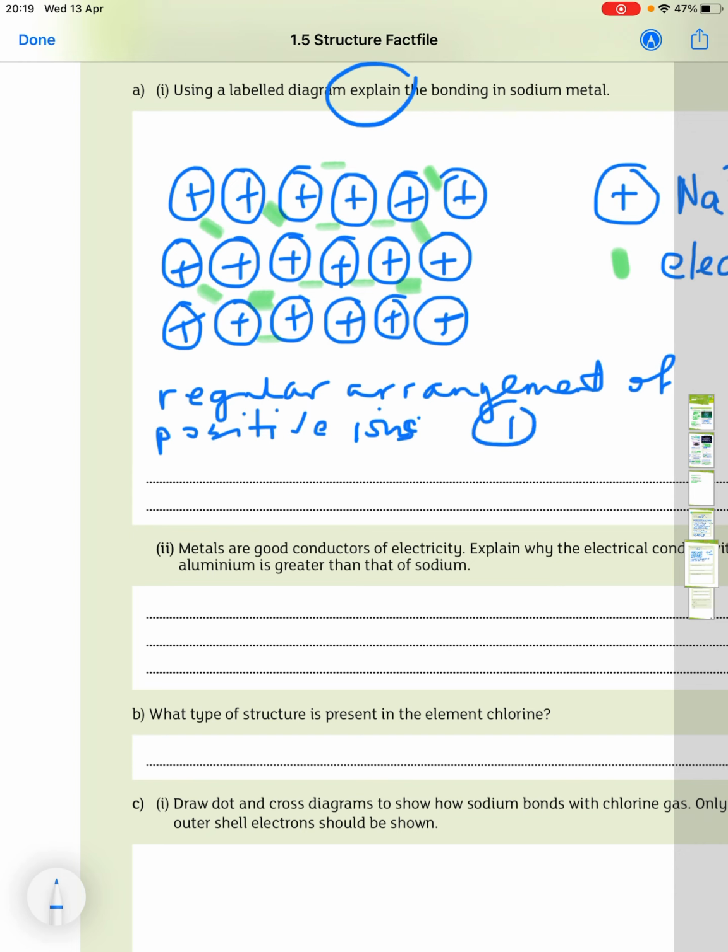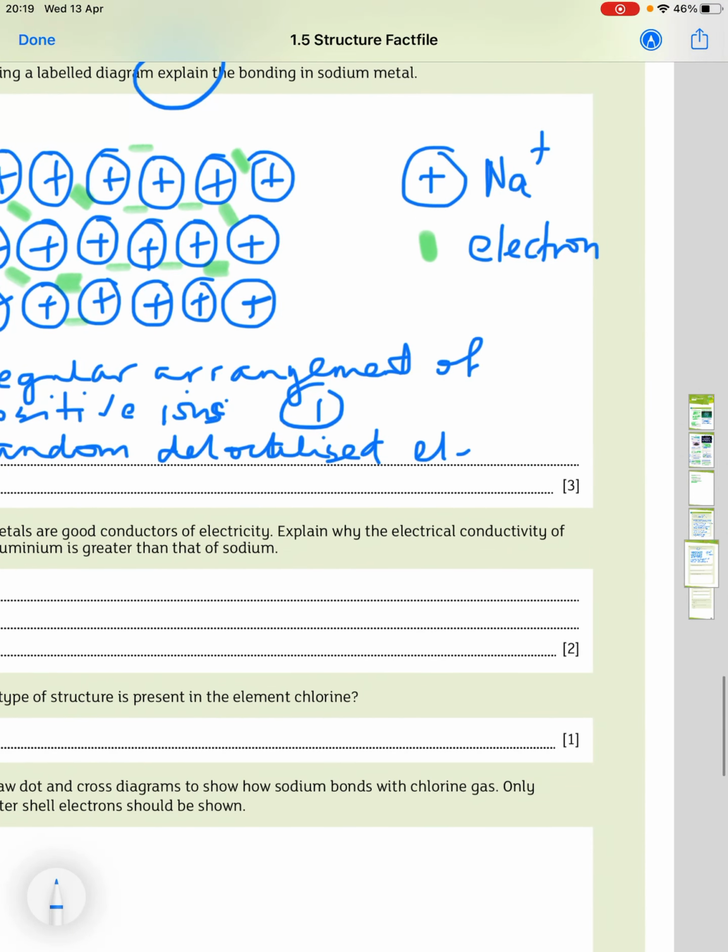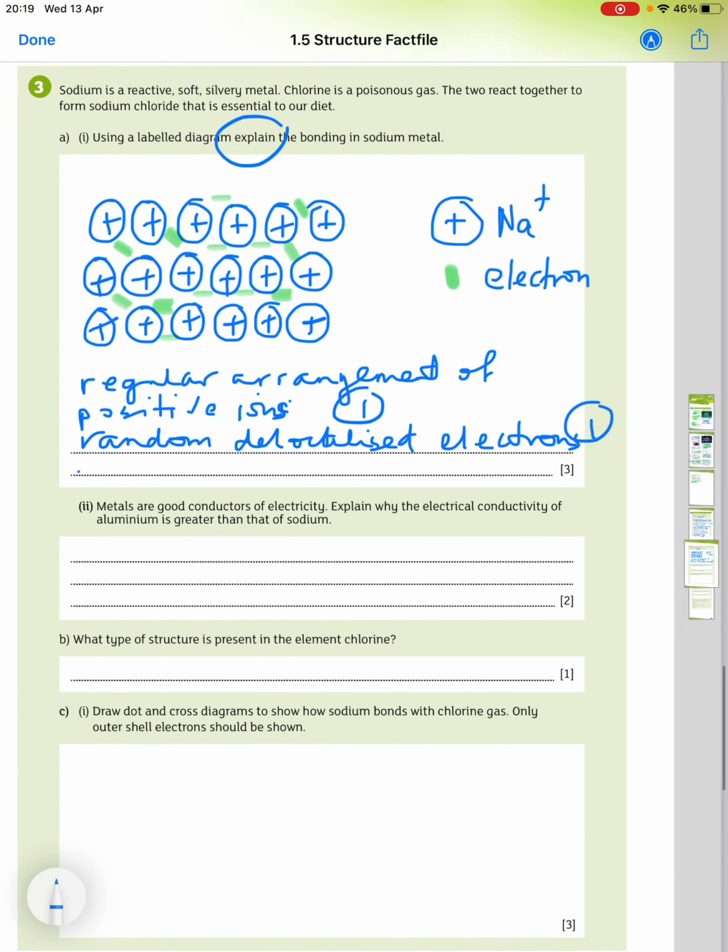And that's going to get me 1 mark. We have random delocalized electrons. That's going to get me a mark as well. And finally, that there are electrostatic forces which hold them together, and that's going to give me my 3rd mark. So that's the diagram and the explanation.